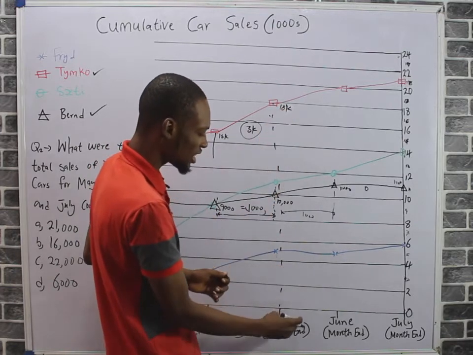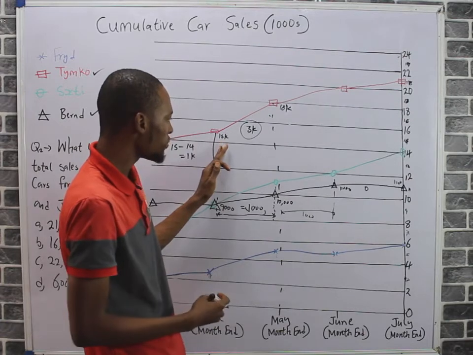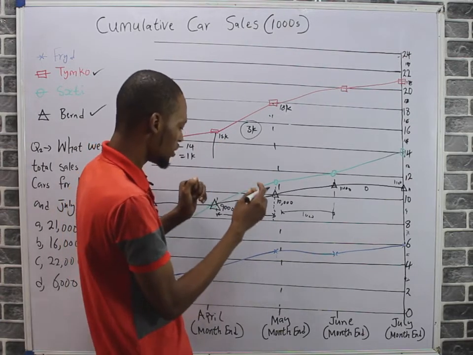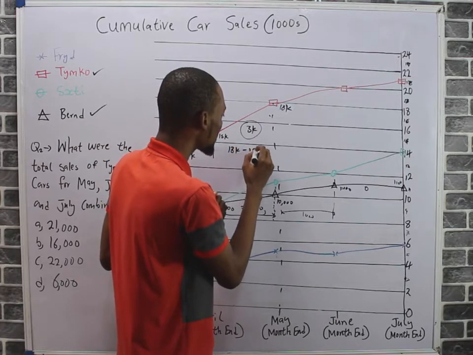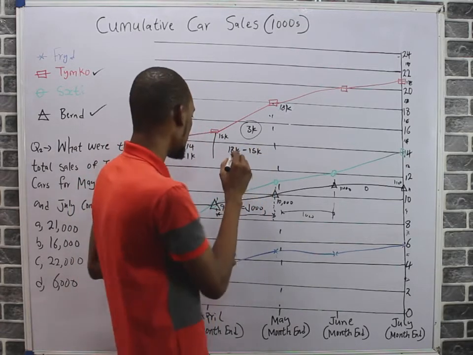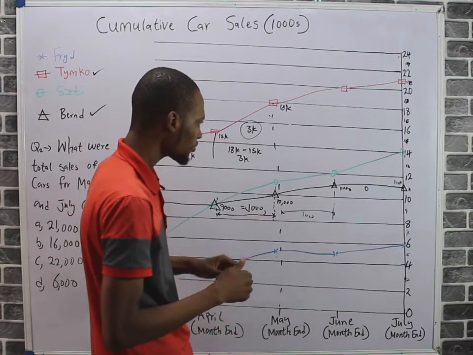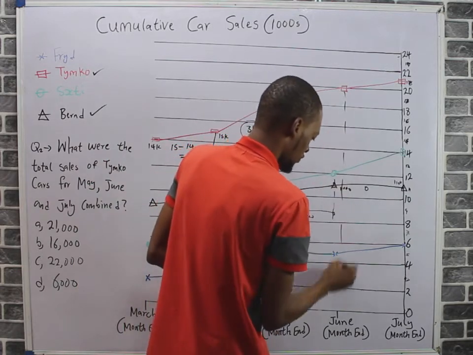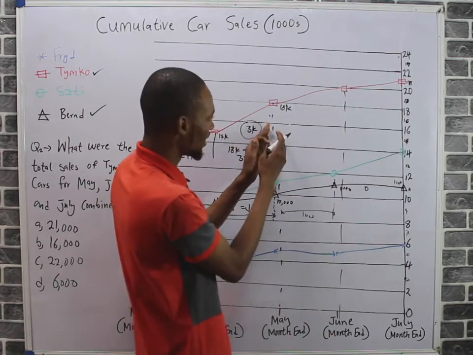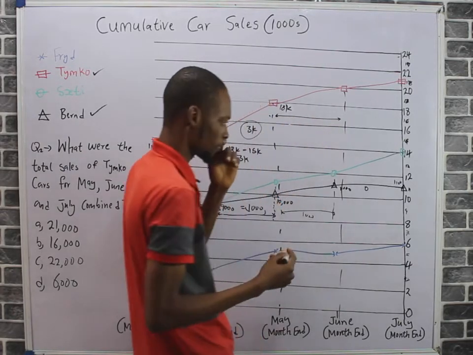18,000 at the end of May, 15,000 at the end of April. This means in May, 18K minus 15K cars were sold, and that is 3K cars were sold. Now, this is June. Remember, May ends here, and the sales here represent June.